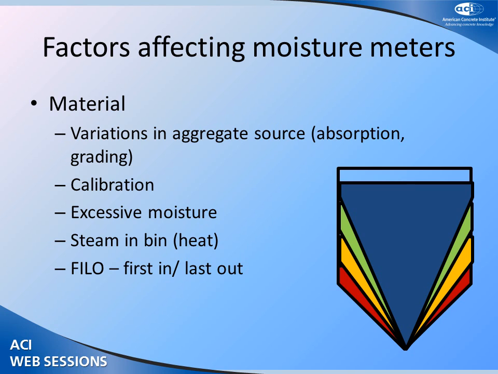Otherwise, as you let the aggregate content go down, you'll start getting into previous layers of aggregate, and those may have substantially different moisture contents. So in one batch of concrete, you may have 3 or 4 different sources of sand, and you're going to have 3 or 4 different moisture contents.